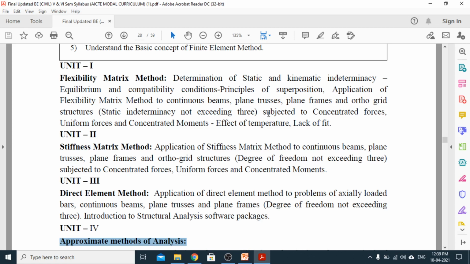Then subjected to concentrated forces, unit forces, and concentrated moments, effect of temperature and lack of fit. Temperature also affects the moments, isn't it? So all these things we'll be seeing in this particular unit, along with the stiffness matrix method. These two units are completely interlinked with each other, and I can say that this is inverse. If this is displacement by force, then this will be force by displacement. All these things we'll see in the classes.